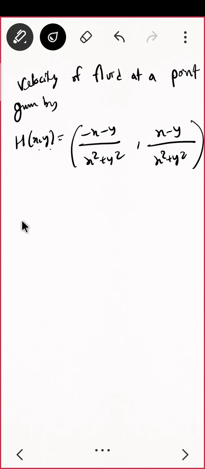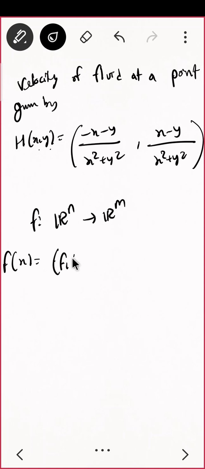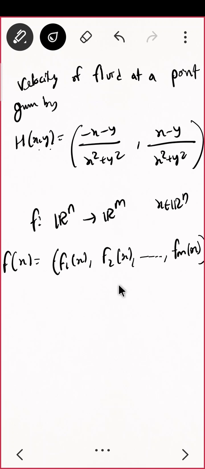How do you write a function like this? Suppose f from Rn to Rm is given. Then f of x will be (f1(x), f2(x), ..., fm(x)). Each coordinate is a component, so there will be m components, where x belongs to Rn. This is how you write a function, correct? Now the next question: can you define the limit of a vector valued function?